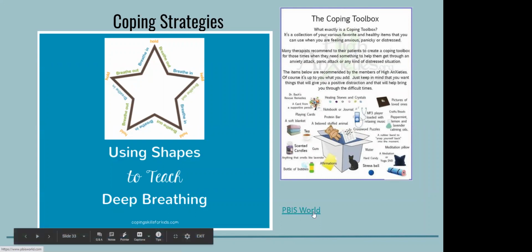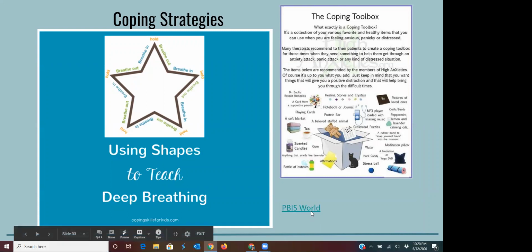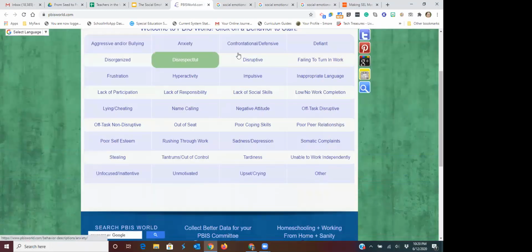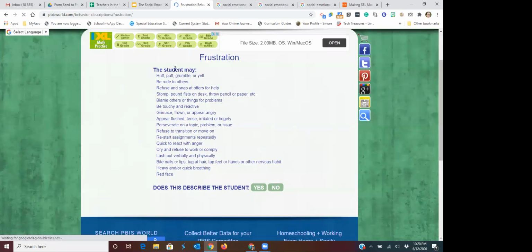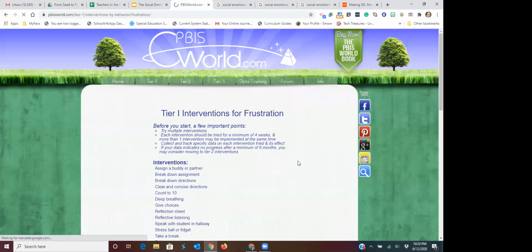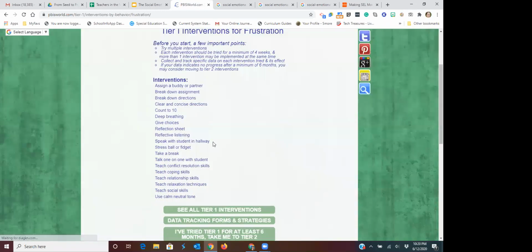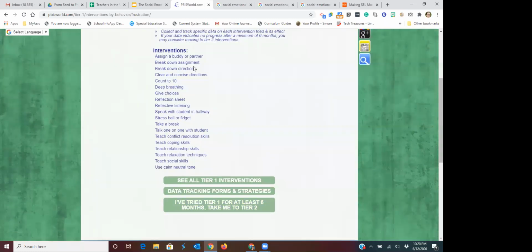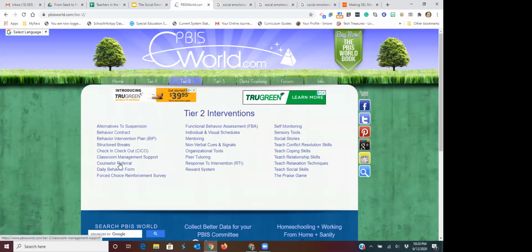PBIS World, if you've never played with this website, take a look at it. I'm going to click on it real quick. It basically has all of these different behavior things. Let's go with frustration. This tells you what the student's going to look like. Does that describe the student? Yes, it does. Now you've got Tier 1 interventions. Hello, RTI, helping students. Oh, I've tried all that. Take me to Tier 2. Now it gives you Tier 2 things to do.